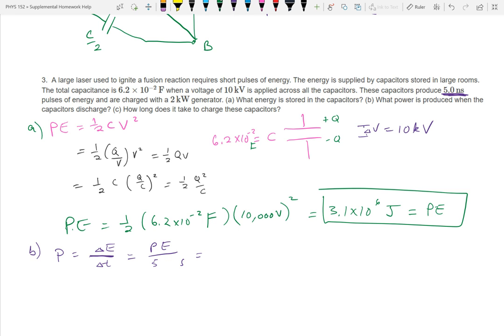Whoops, I should have waited to the next one to put in a number. So that's 3.1 times 10 to the 6 joules divided by 5 times 10 to the minus 9 seconds. Now, if I'm dividing by 5, then if I multiply top and bottom by 2, that would be 6.2 over 10, or 0.62. Or let's just make it 6.2 times 10 to the 5. And then 5 plus 9 is 14. Joules per second, which is watts.